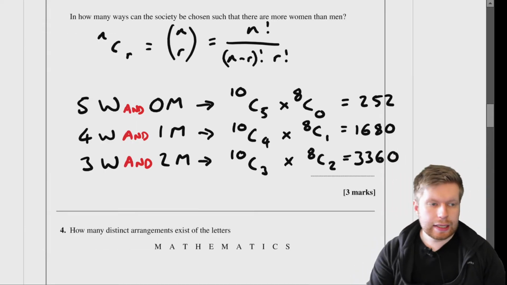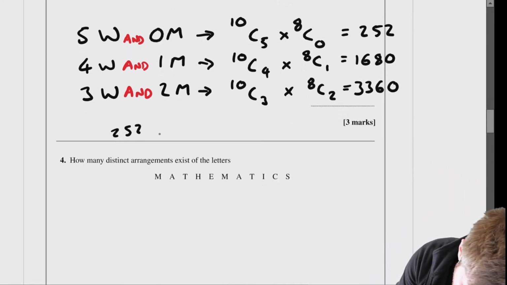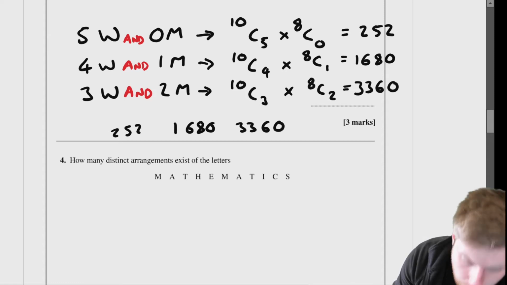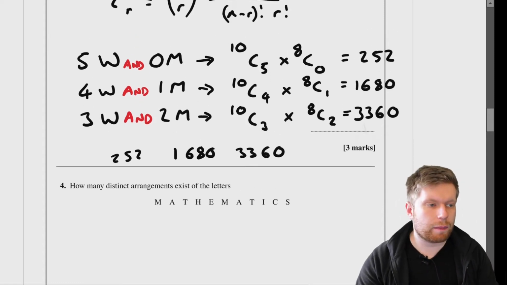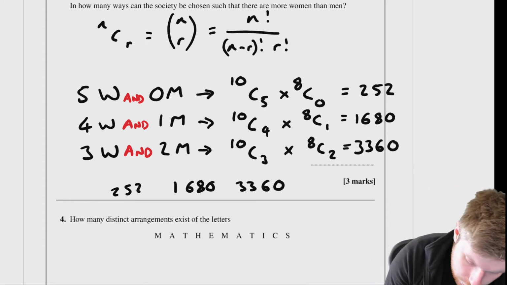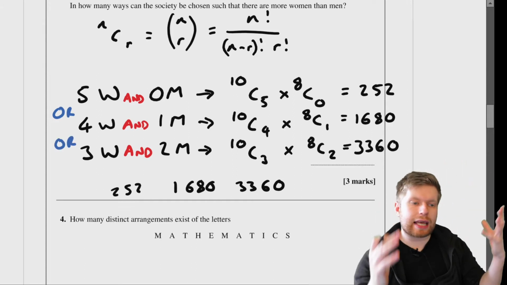All right, fantastic. Now, what are we going to do with these 3 numbers? What are we going to do with 252, 1,680 and 3,360? How are we going to combine these together to get our final answer? Well, if you think about it, this is now an or situation, okay? Because we can have this, or we can have this, or we can have this. We can't have them at the same time.